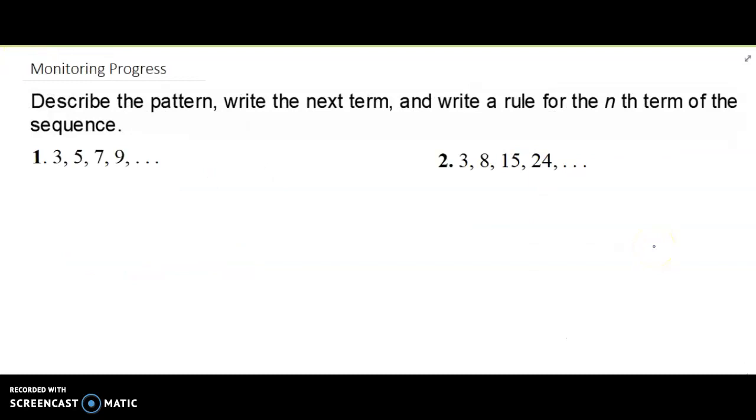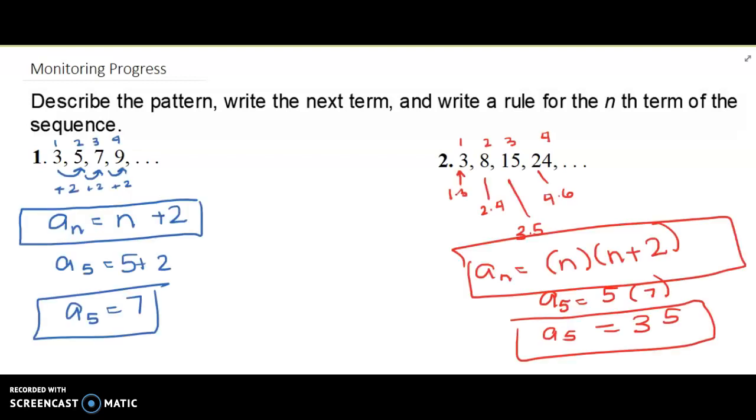All right, so if you want to do this monitoring progress, and feel like you need the extra help, go ahead and pause this video and do it. I'll work it out, and then you can unpause it to see the solutions. All right, so this is what you should have gotten.